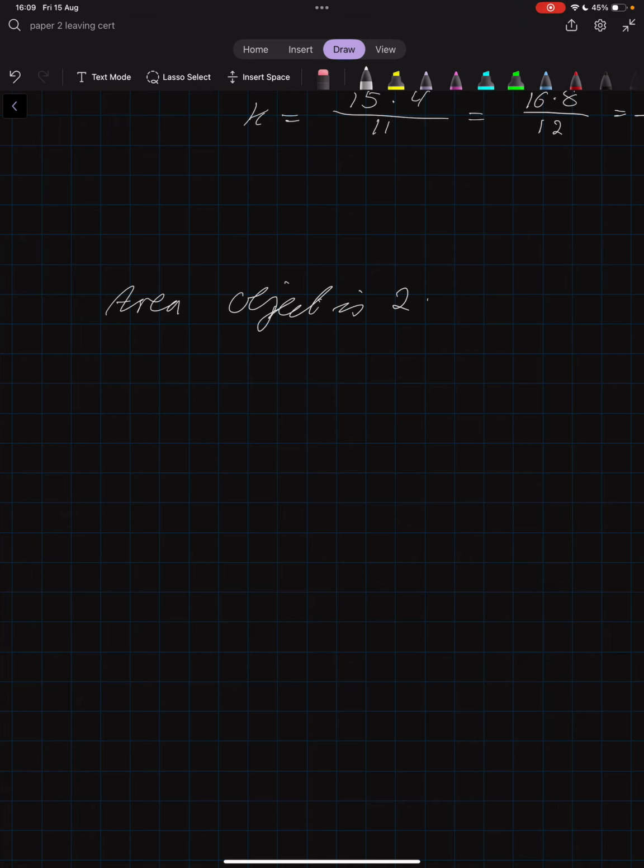Okay, so the next thing is, if I told you the area of the object is 2, and I said k is equal to 4, what's the area of the image? So your scale factor is 4, so it's getting 4 times bigger, so the lengths are increasing by 4. So what do you think happens to the area? The answer is 8.